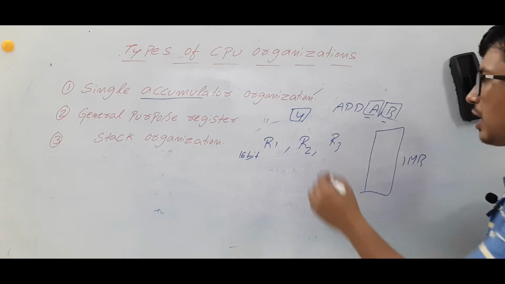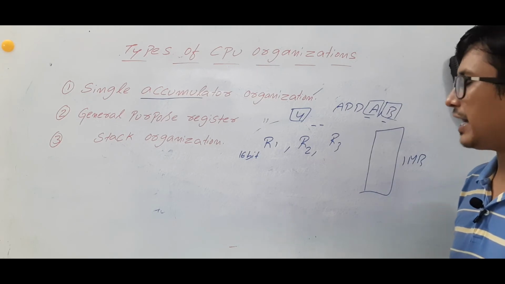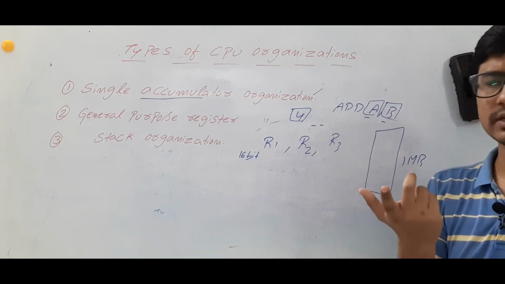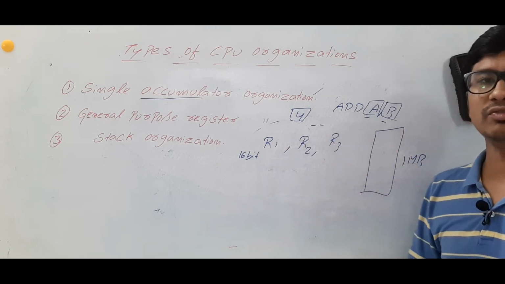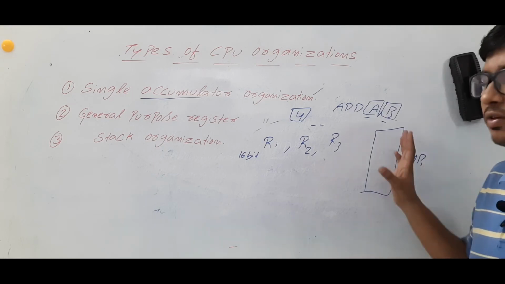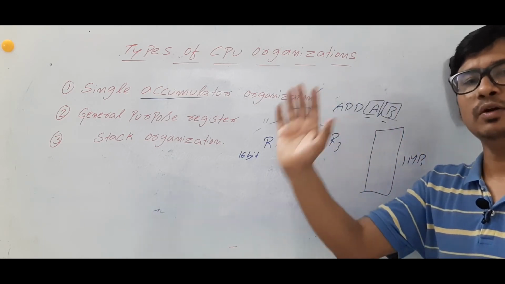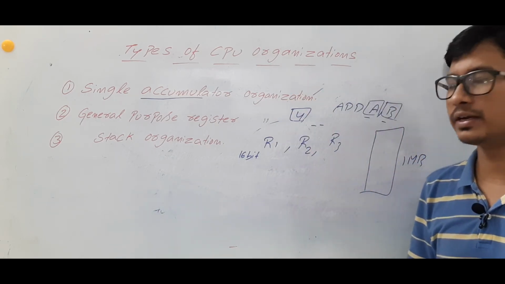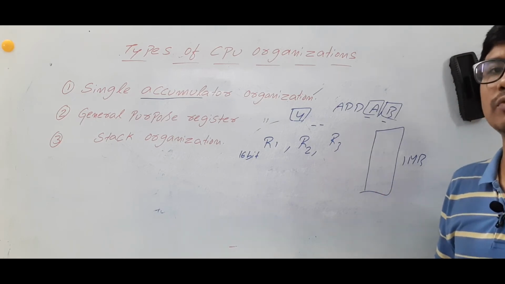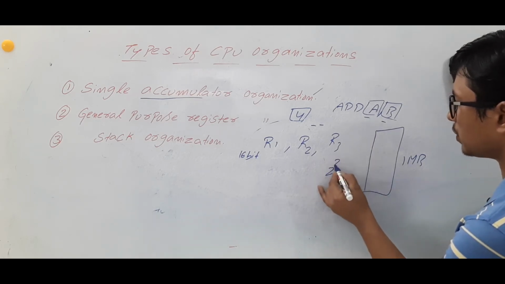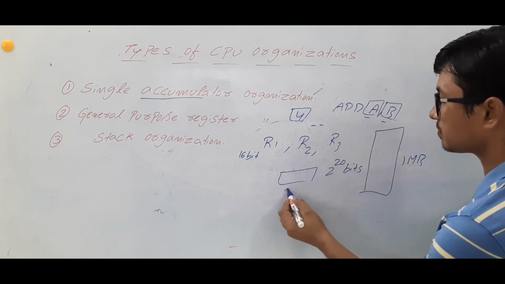Are you able to understand? If you have 4 registers, how many bits are required to identify one of the registers? You need 2 bits, am I right? If you have 4 registers, you need only 2 bits to identify one of the registers. If you have 1 MB of main memory, meaning you have 1 M words. Is it clear? Then how many bits are required to identify one of the words? You need 2 power 20, so your address will consist of 20 bits.